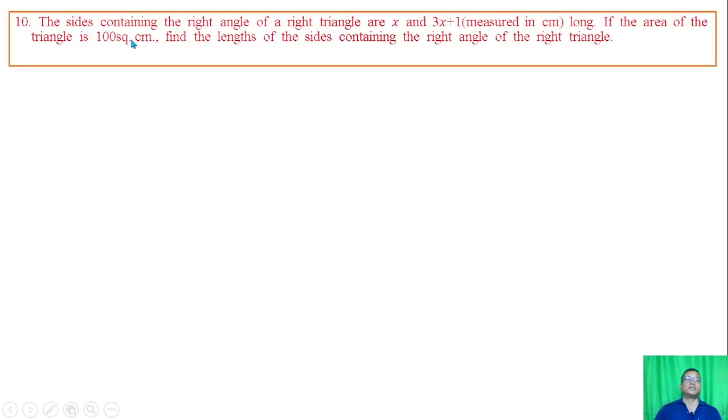Then, the sides containing the right angle of a right triangle are x and x plus 1 measure in centimeter long. If the area of the triangle is 100 square centimeter, find the length of the sides containing the right angle of the right triangle.